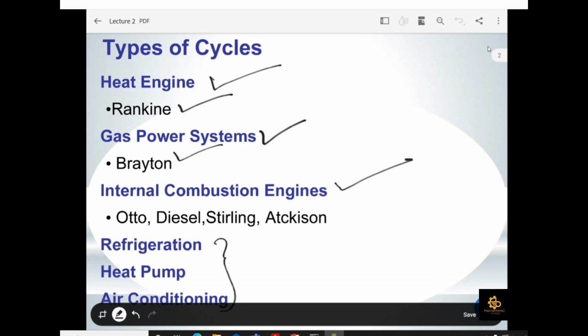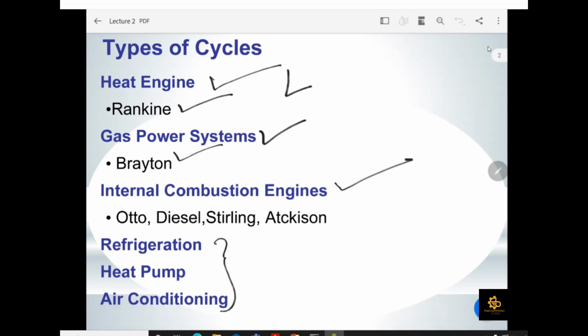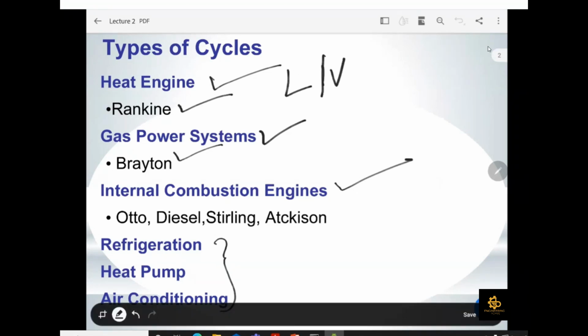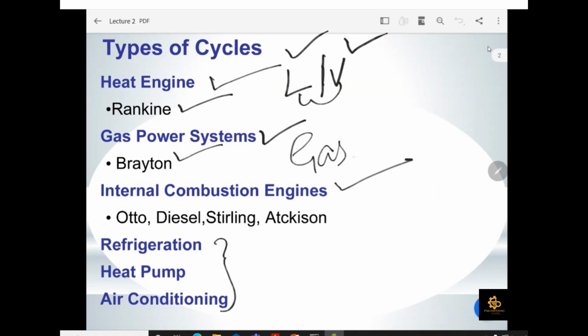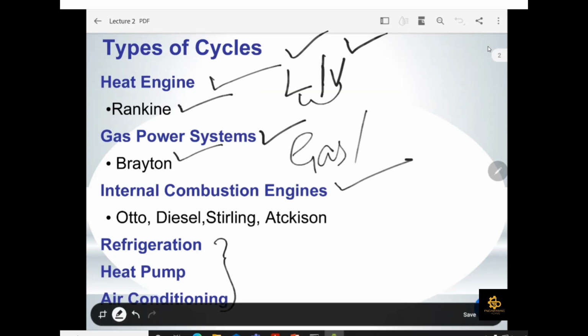The main difference between the heat engine and gas power cycle is that whenever you are analyzing a heat engine, you always remember that your working fluid is always in liquid or vapor state. It will always remain in liquid and vapor state throughout your power producing cycle. Sometimes it will be in the liquid state, sometimes in the vapor state, and sometimes simultaneously in the liquid and vapor state. This is the working principle of the Rankine cycle or heat engine cycle. However, in gas power systems, your working fluid always remains in the gaseous state. Always. This is the difference between heat engine and gas power system cycle.